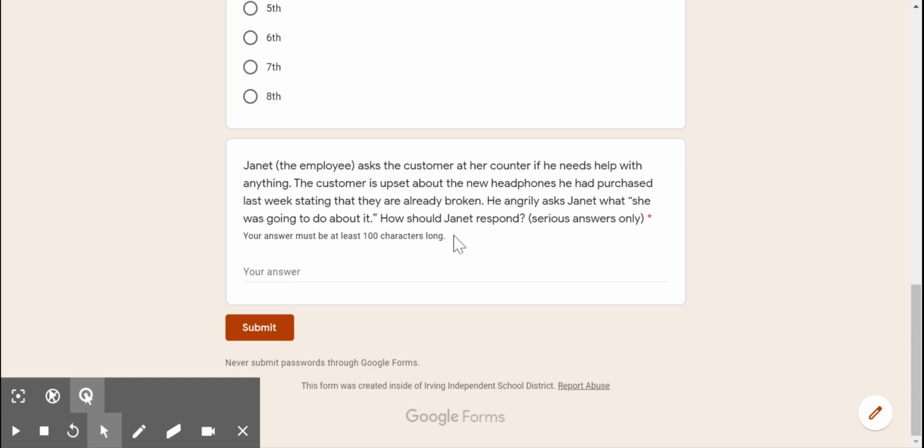This one says that your answer must be at least 100 characters long. Now, there is a distinction between characters and words. Characters is every single letter, every single space, every single period, punctuation mark. Those are each counted as one character versus an entire word. So this answer must be 100 characters long. Some days they're 200 characters long. It just depends on what I'm asking you to answer. So keep that in mind because it will not let you submit it unless it is that long.